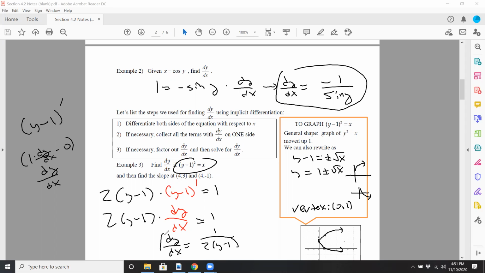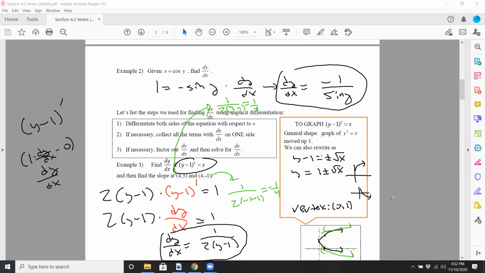Now, let's find the slope of the tangent line at (4, 3) and (4, -1). We don't really have to plug anything in for x because it's right in terms of y. So for (4, 3), you just plug in 3 for y. That's 1 over 2 times 3 minus 1. That's going to be 1/4, which kind of makes sense. At (4, 3), it looks like that does have a slope of 1/4. And then for this one here, we do 1 over 2 times -1 minus 1, which is -1/4. So (4, -1) is over here somewhere, and that does look like a negative slope of -1/4. So I feel good about this.